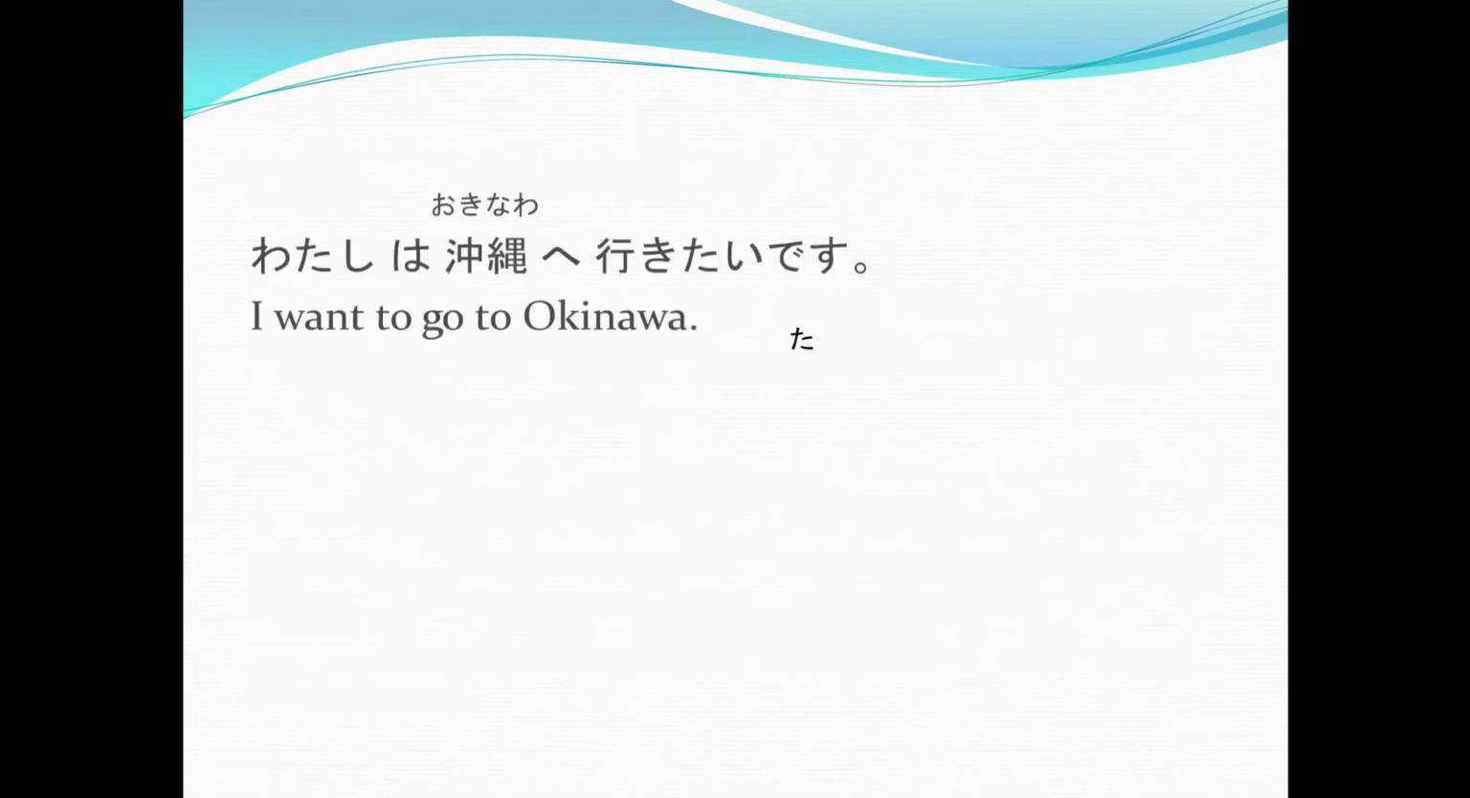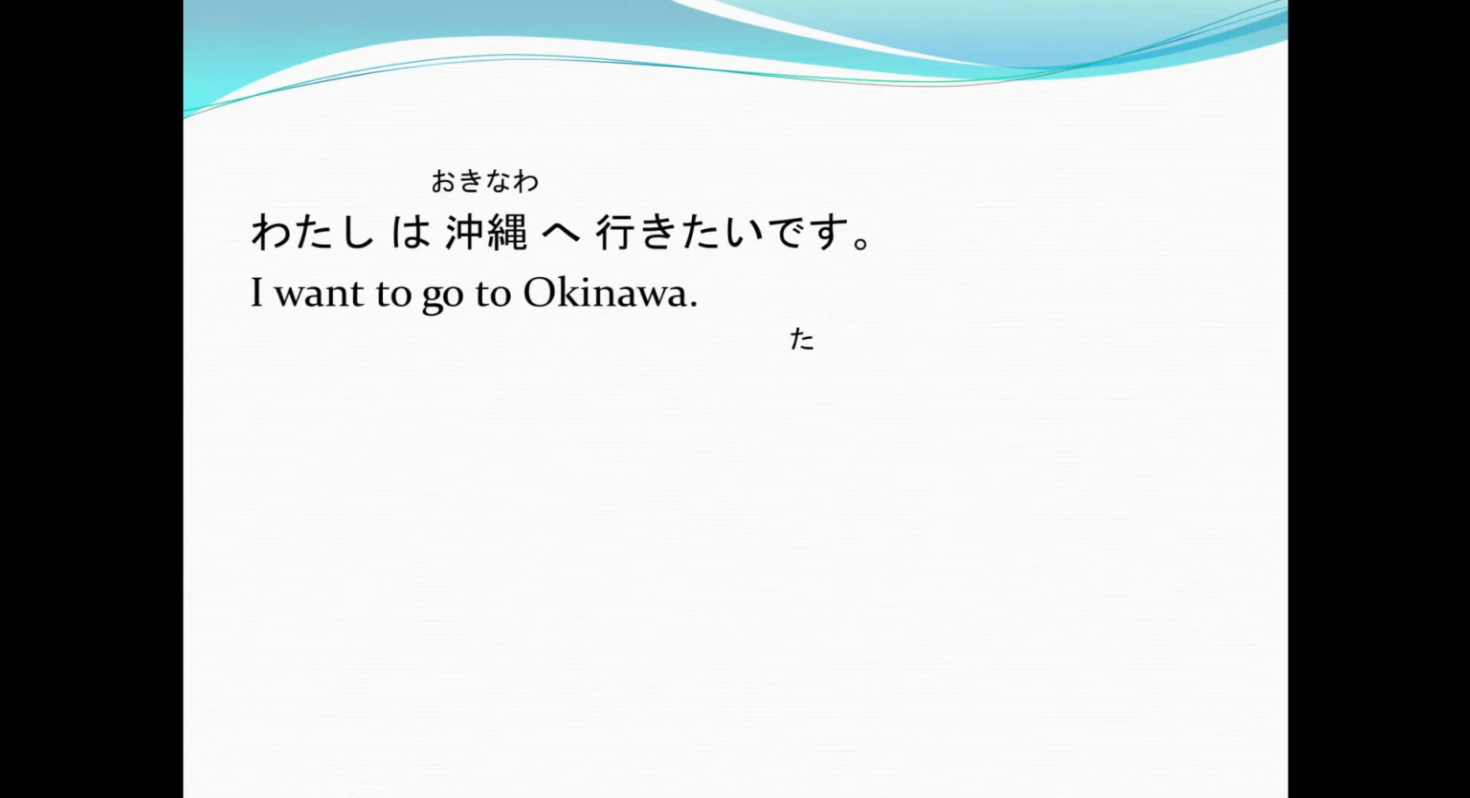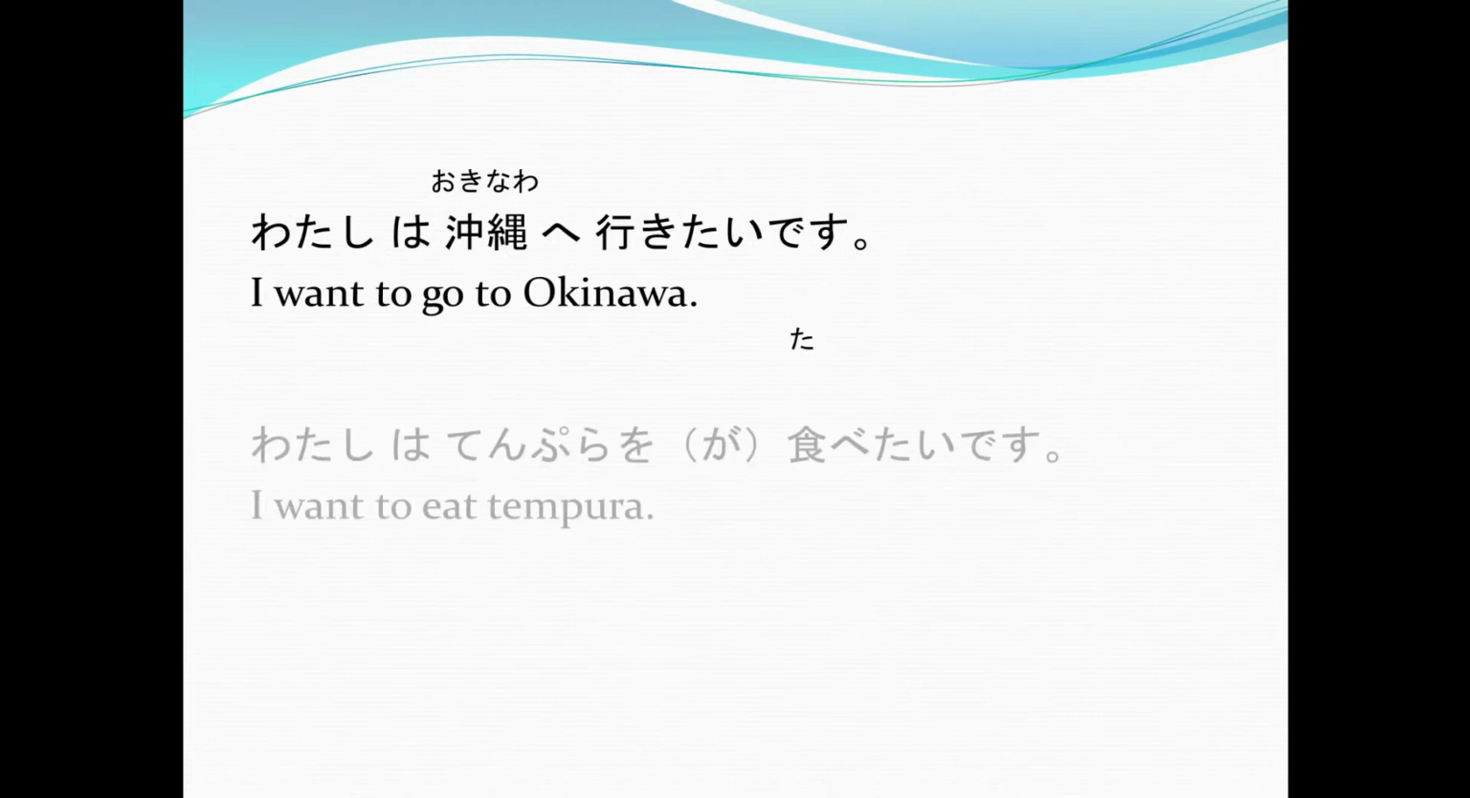So let's take a look at our example. First, we have watashi wa Okinawa e ikitai desu, or I want to go to Okinawa. Again, verb masu form changes into tai. So the verb ikimasu, we have to remove the masu and change it into tai desu to state that we want to go there.